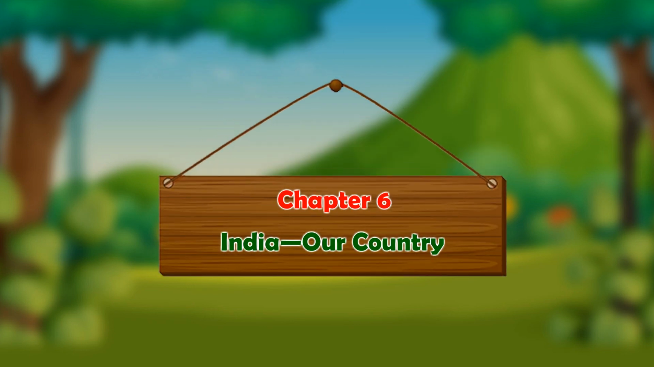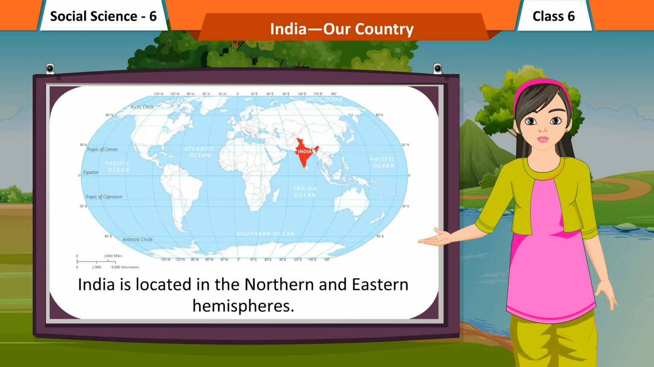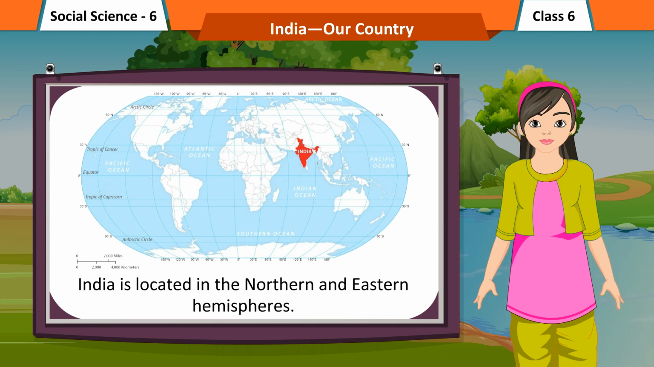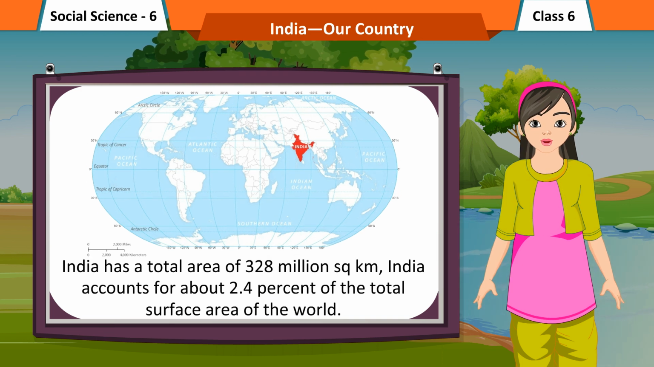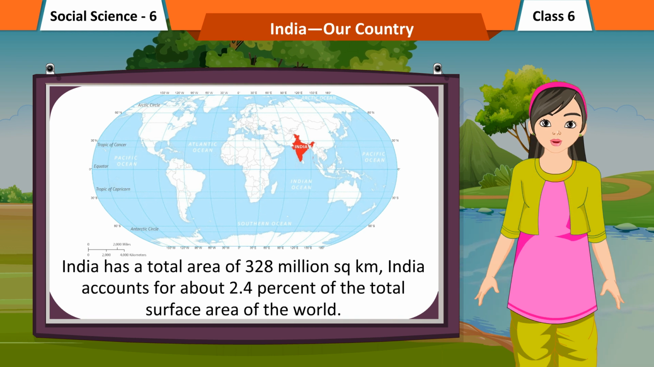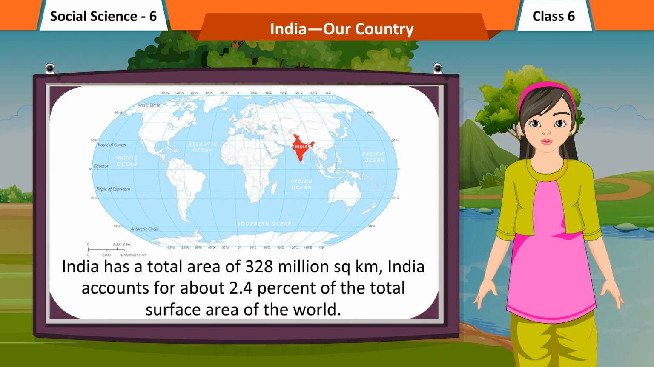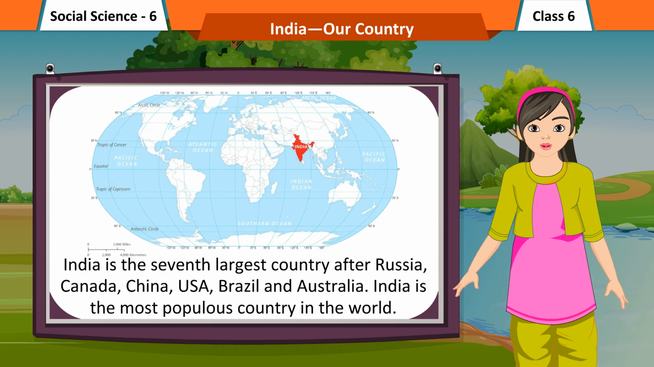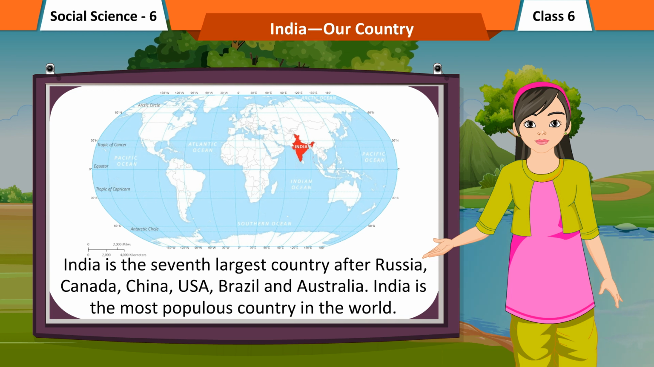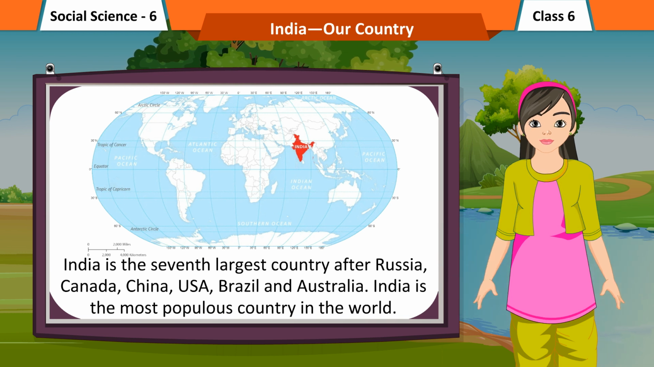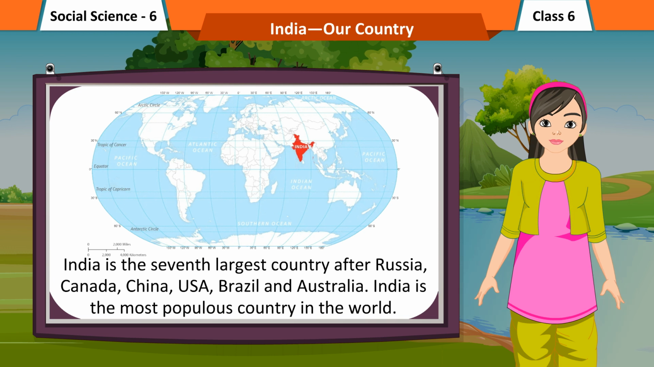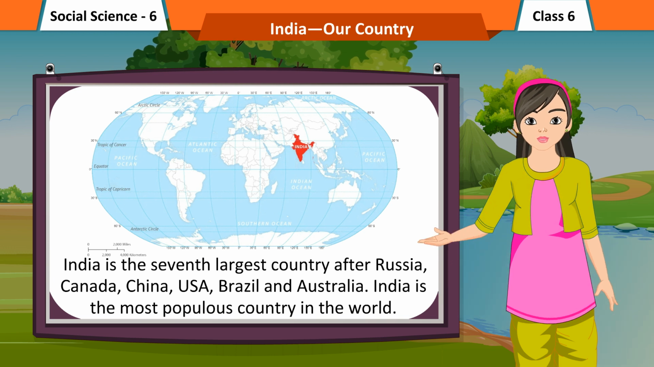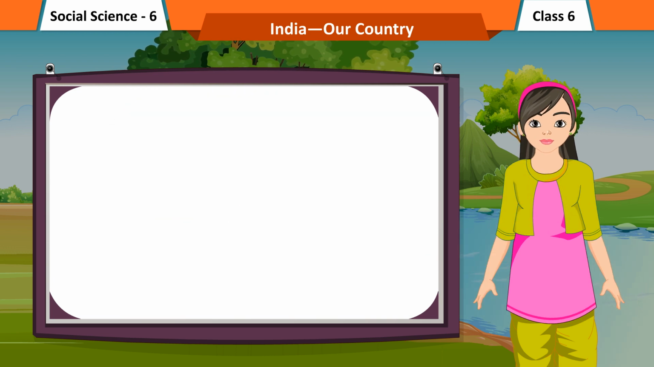Chapter 6. India, our country. India is located in the northern and eastern hemispheres. India has a total area of 3.28 million sq km. India accounts for about 2.4% of the total surface area of the world. India is the seventh largest country after Russia, Canada, China, USA, Brazil, and Australia. India is the most populous country in the world.